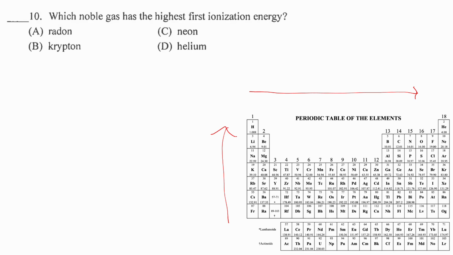So our noble gases that have a full octet, or 2 for helium, it's going to take a lot of energy to remove those electrons because they are so stable. They have all that they want in an atom. So it's going to take a lot of energy to remove those electrons, which means helium is going to be your highest first ionization energy. So since helium is an answer on this question, we know that that is the answer.